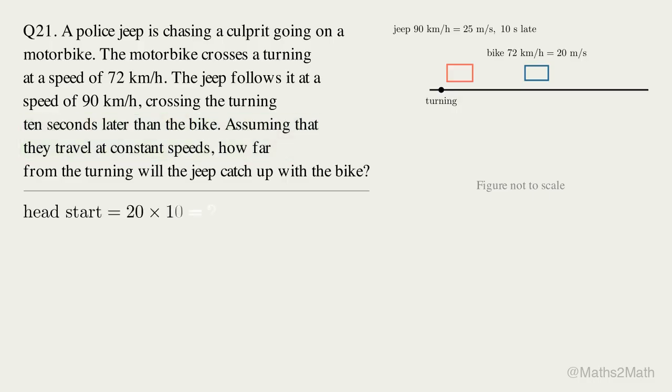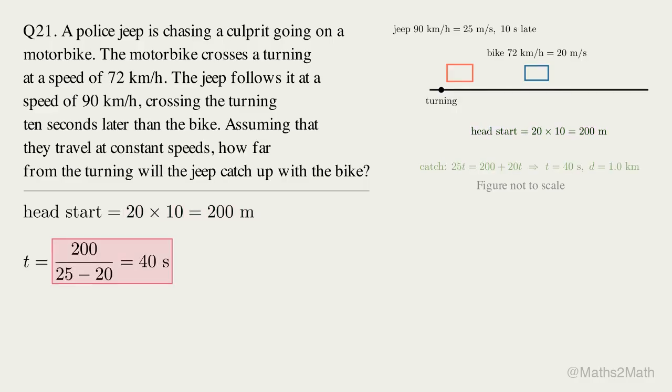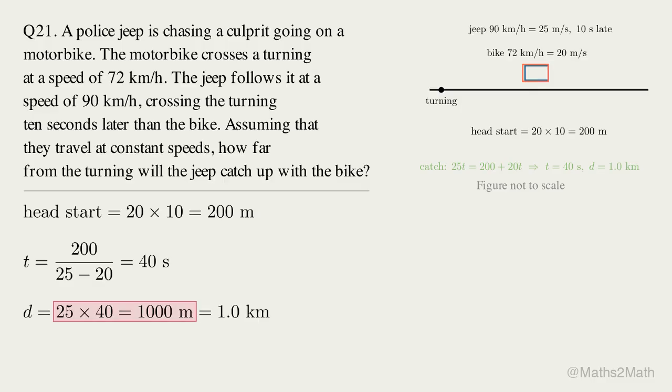In meters per second, the bike does 20, the jeep 25. In its 10-second head start, the bike gets 200 meters ahead. The jeep gains 5 meters per second. Closing 200 meters takes 40 seconds. In those 40 seconds, the jeep travels 25 times 40 meters from the turning. 1,000 meters, 1 kilometer.